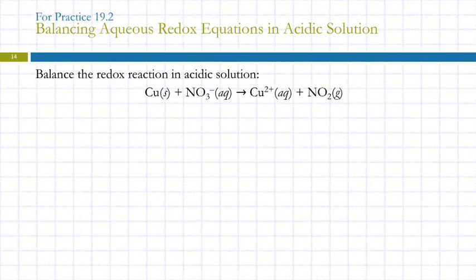Okay, here's another one. Copper and nitrate ion making copper ion and nitrogen dioxide. What's the oxidation state of copper? 0. We've got nitrate ion. Fluorine? No fluorine. Hydrogen? No hydrogen. Oxygen. What does oxygen want to be? -2. So oxygen gets to pick. It gets to pick -2.